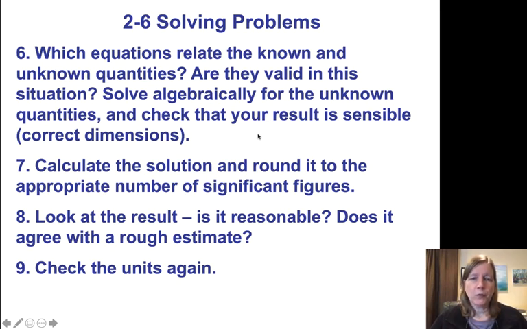There are a number of ways for seeing whether a result is sensible, and one of them is the correct dimensions. If you need to solve for a speed or velocity, your dimension should be meters per second. If you get just meters, that would be a distance. If you get meters per second squared, that would be an acceleration. So make sure your result makes sense in terms of dimensions.